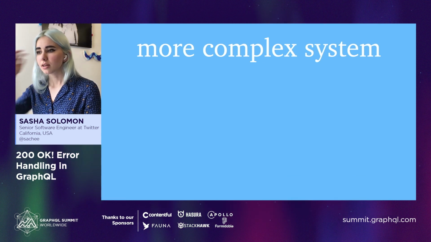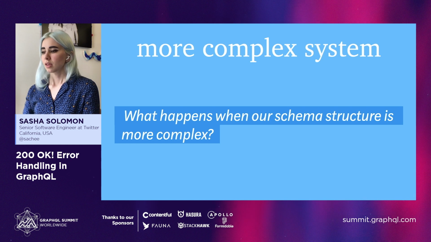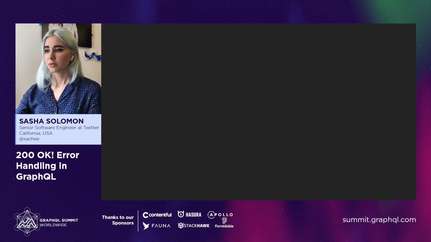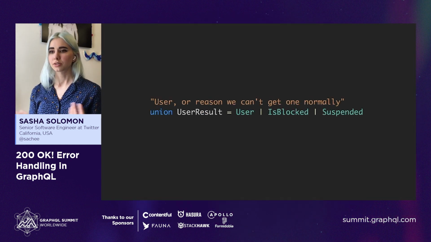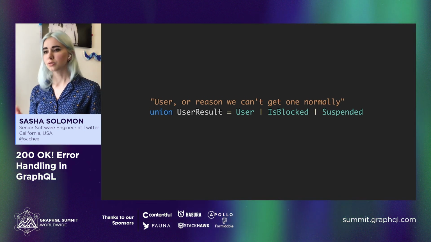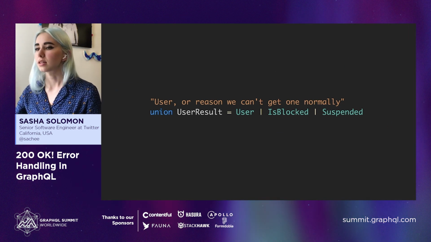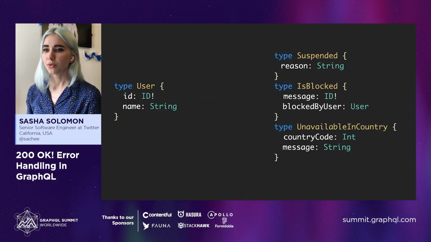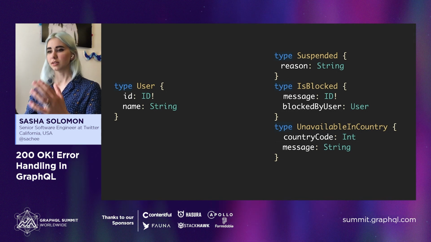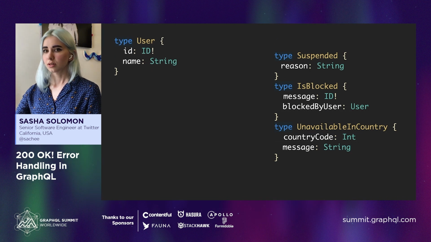So let's look at maybe what happens when our schema is structured a little bit more complex. Here we have our user result union as we did before. So our union is a user, or they're blocked, or they're suspended. And this is that SDL that we had before, our user, and then suspended is blocked, unavailable, and country types.